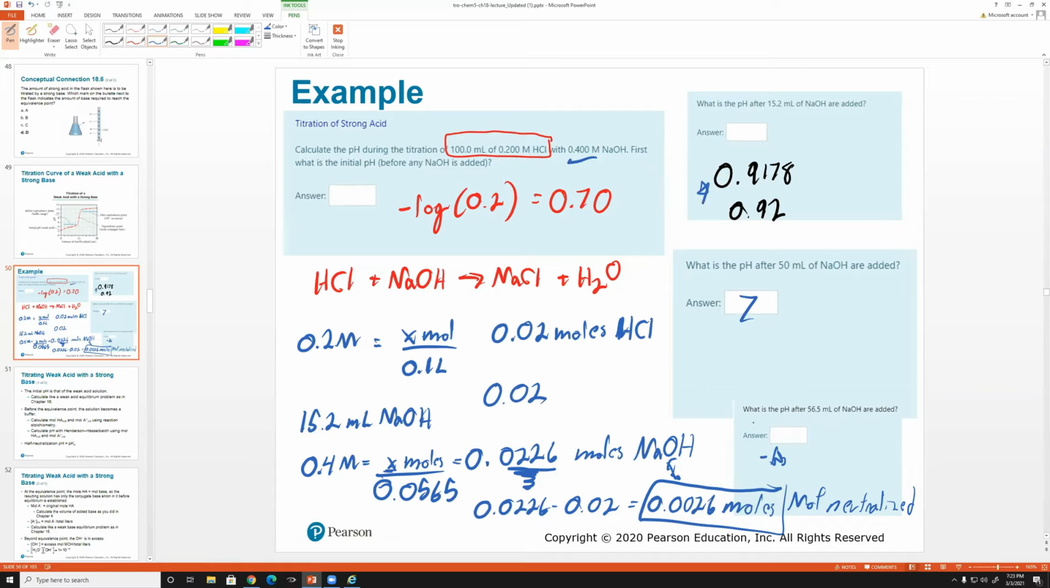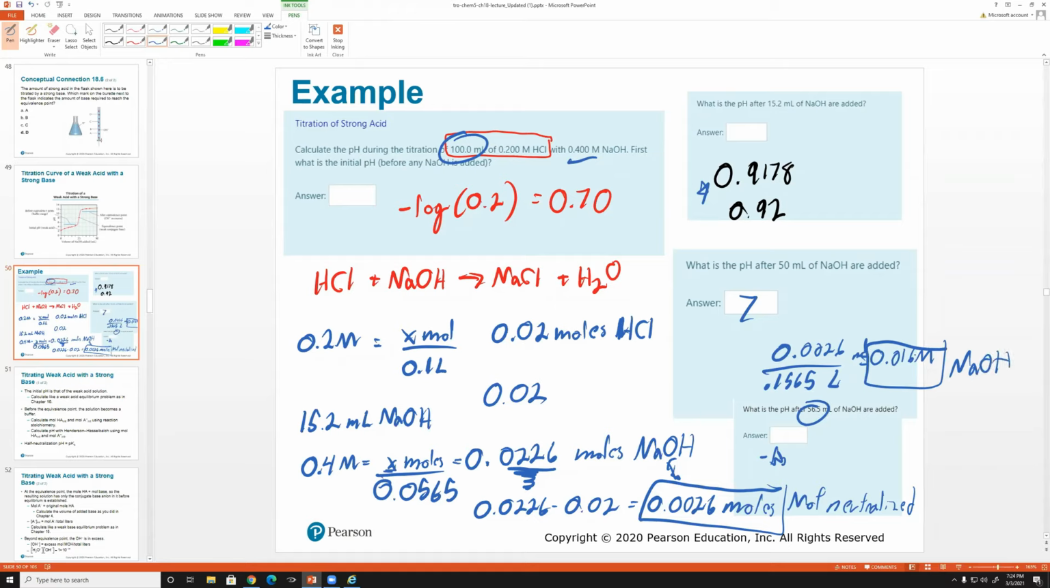Now we can do the concentration, so moles divided by liters. So our moles is 0.0026. Our liters of the entire solution is 100 plus 56.5, so 156.5, but it's going to be a point in front of it to make it liters. So what we're going to do is 0.0026 divided by 0.1565. That's going to equal 0.016 molar of the NaOH that's in excess.